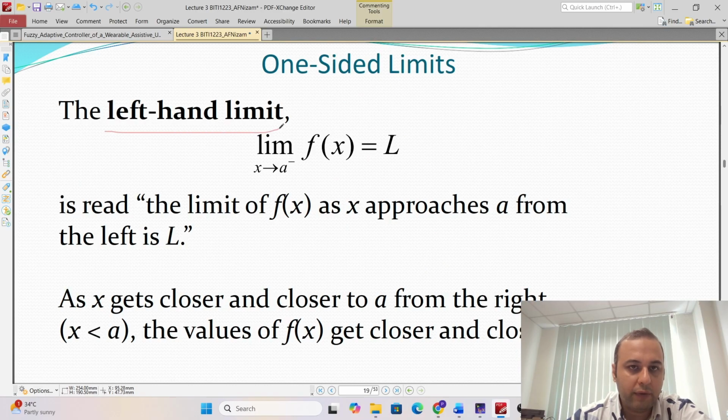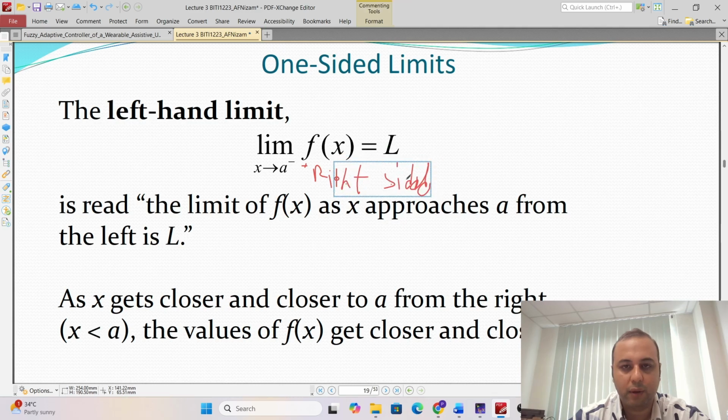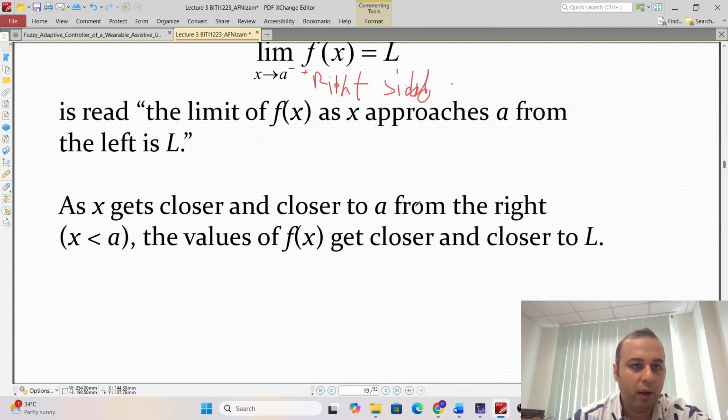This is the left-hand limit because this is minus, and if it is positive it becomes the right side, the right-hand limit.